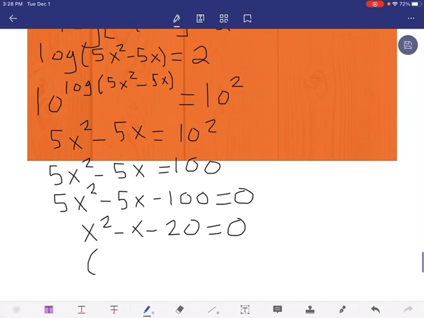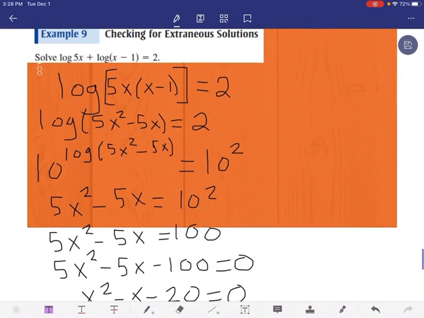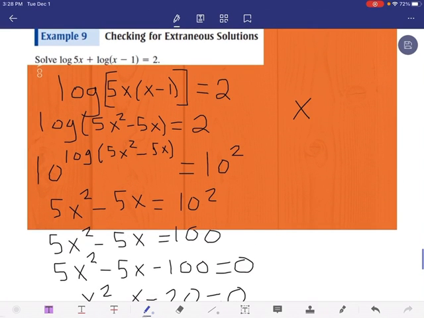We're looking for what two things multiply together to give us negative 20 that add together to give us a negative 1. So that's going to be positive 4 and negative 5. So notice that when we solve, we're going to get x equals negative 4 and 5.